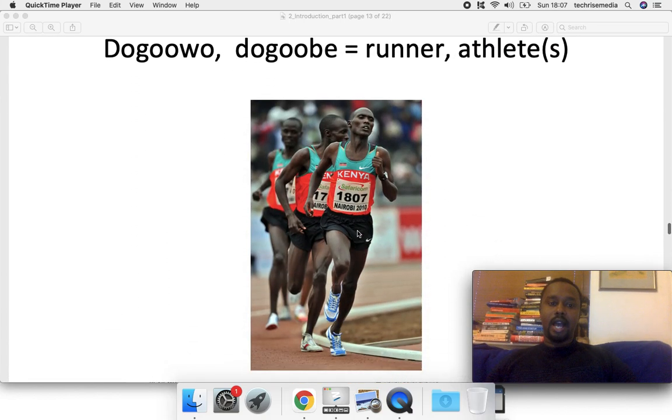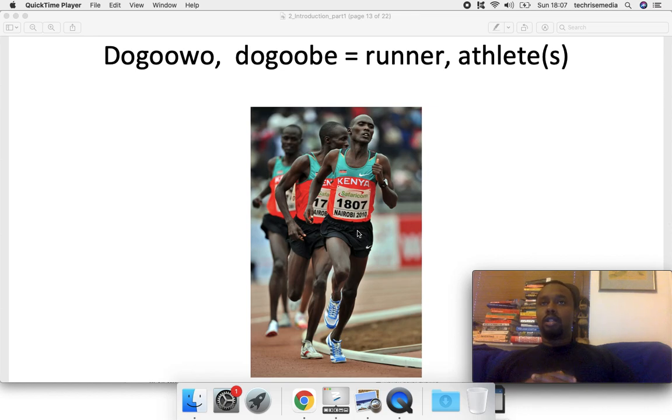Okay, and then we have Dogowa, or Dogobe. These are runners, athletes. Dogogol means running. If I'm a runner, I'm a Dogowa. If we're runners, we're Dogobe. Runners, Dogobe. So we are runners.